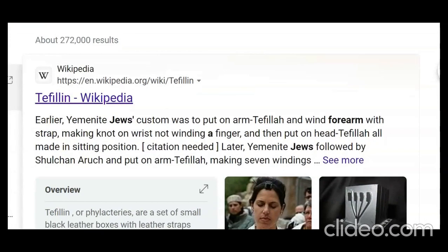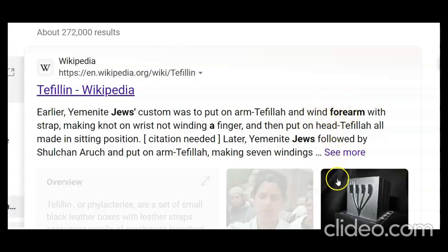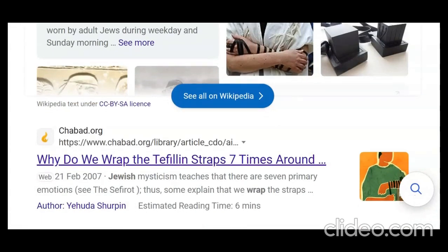And so they have a custom to put on the arm tefillah and wind the forearm, like the wind and roar. And in that Wizard of Oz, the character's called Dorothy Gale, like wind, right? Wind forearm. That looks very snake-like. That looks like snakes. See, the seven is like a snake standing up type of thing, and they wrap the tefillin strap seven times around.